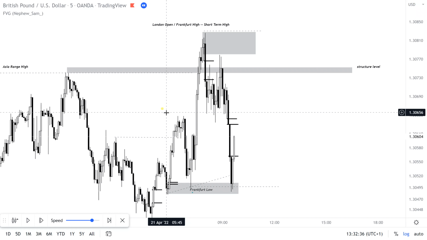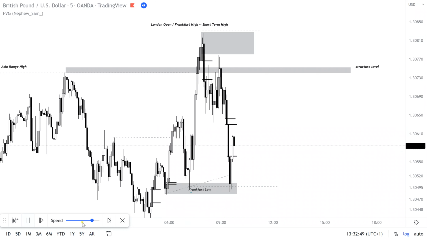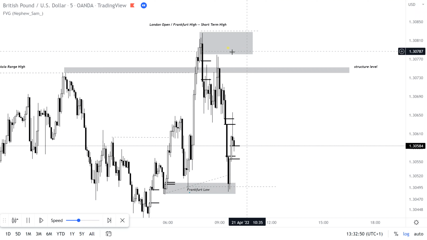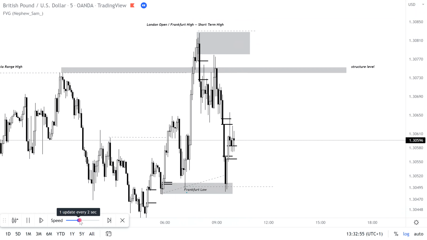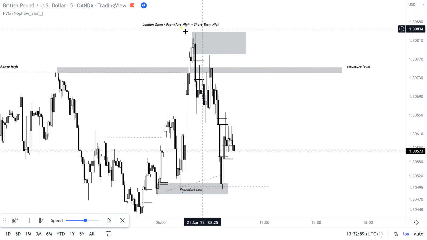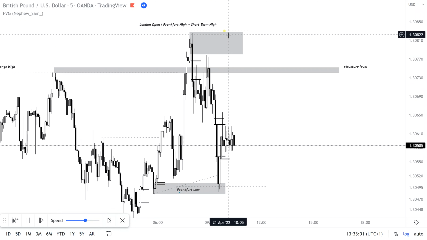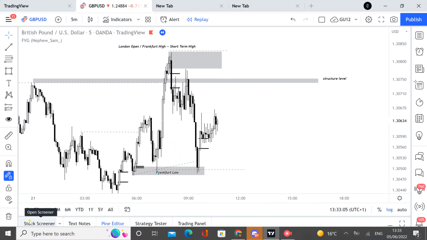I know this seems fairly complex at this point, it's happening very quickly, but over time this will become a lot more clear and it'll become second nature after you practice it for a little while. If you look further, when we go on, you're going to see the London Open also wiped. So the London Open Frankfurt High is also a key level. So that's what we can target in this long.